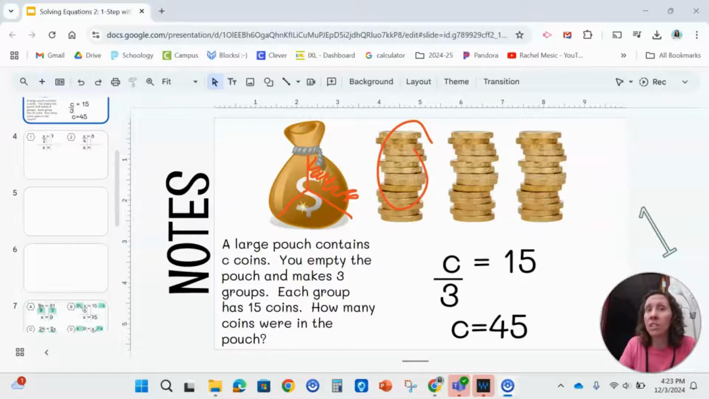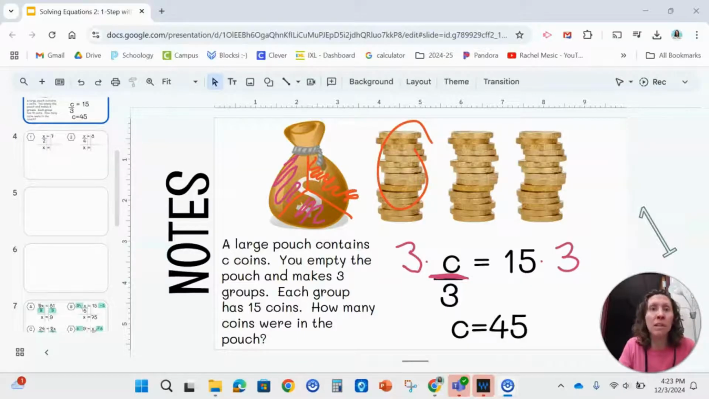Well, the whole entire pouch would be 3 thirds. We'd have those 3 pieces. So we can actually times this by 3 to get all 3 parts of this. But that means we have to multiply the other side also by 3. Another way to think about this is that the fraction bar is division, and the inverse or opposite of division is multiplication. So we're multiplying by 3.